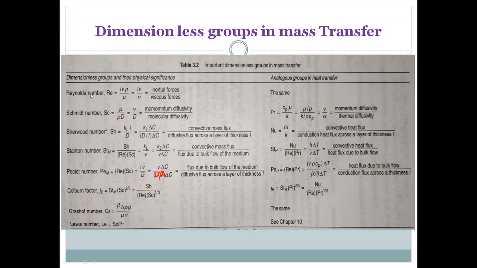The Reynolds number, fluid flow, will be the same in both cases. In this case, Prandtl number becomes Schmidt number, and Nusselt number becomes Sherwood number. With the Nusselt number you calculate the heat transfer coefficient, because I want to calculate that. Here I want to calculate the mass transfer coefficient. Similarly for other numbers. So these are the dimensionless number groups in mass transfer.